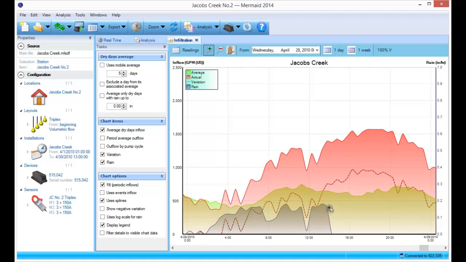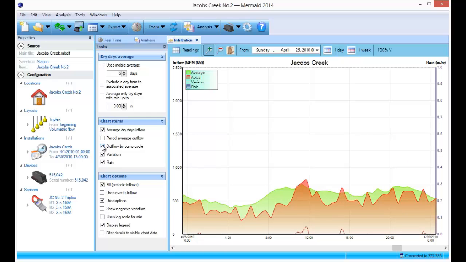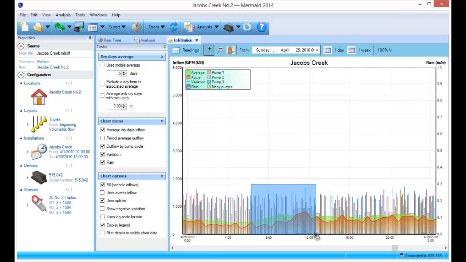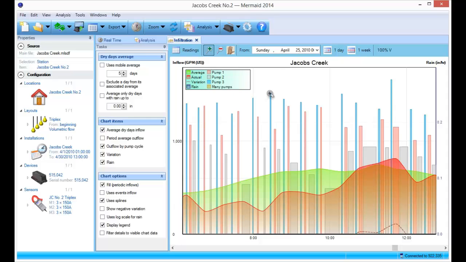On top of that $3,000 that you're paying too much in electricity because of the efficiency of the pump, you have all the water that you should not pump that is being added to that $3,000. That doesn't help. If you want other information, like the outflow by pump cycle, you can zoom in and see, okay, that is pump 3. That was the pumping rate of that pump at that time, and it's the same thing for pump 1, then pump 2. We know that pump 2 here is the least efficient of them.